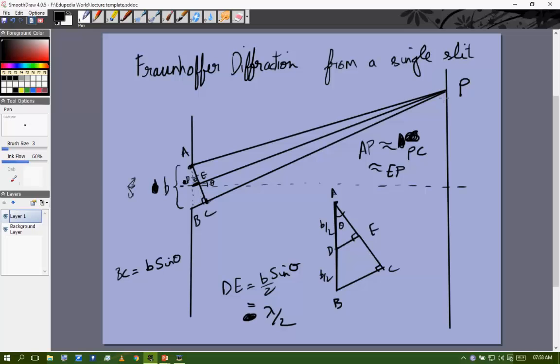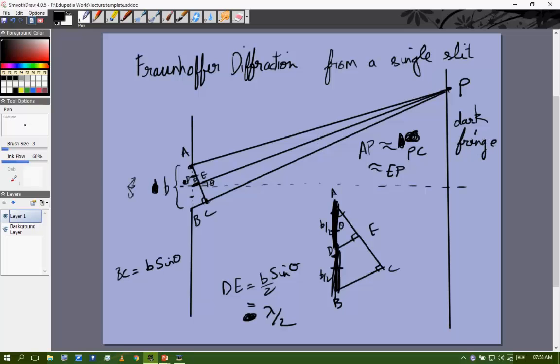However, this is not only true for A and D, this is true for a point just below A and a point equally below D. It is also equally true for D and B. It is also equally true for this point and this point. Every single point will be completely out of phase with a point that is B by 2 below that point. A will be completely out of phase with D. D will be completely out of phase with B. This midpoint will be completely out of phase with this midpoint. Any particular point will be completely out of phase with a point that is B by 2 below it. Therefore, the complete first half between AD will be in destructive interference with the second half, and at this point you will get a completely dark fringe.